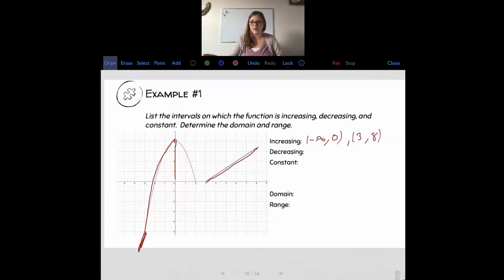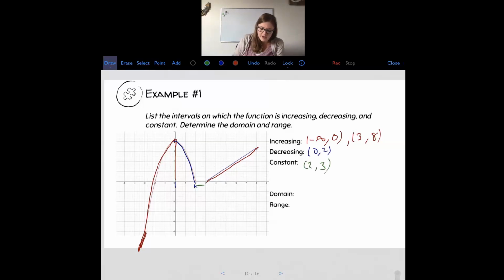Again, these are telling us what x values are where the function is increasing. Decreasing is where our graph is going down. Okay, so notice at the top of one of these hills, the graph is switching from increasing to decreasing. Okay, same thing with the valley, it switches from decreasing to increasing. That also has to do with why we deal with relative maximum and minimum as hills and valleys as well. So it decreases from 0 to 2, and then it's constant from 2 to 3.